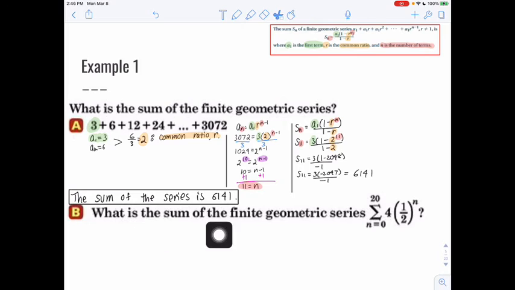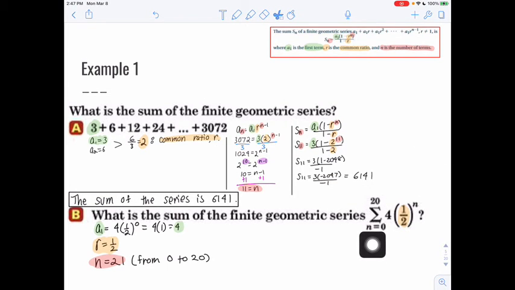Part B says, what is the sum of the finite geometric series 4 times 1/2 to the power of n from n equals 0 to n equals 20. Since we start at n equals 0, we can find our first term by plugging in 0 for n. 4 times 1/2 to the 0 power gives us 4 times 1, since anything to the 0 power other than 0 is 1. Therefore, we have 4 times 1 equals 4. So our first term, a sub 1, is 4. Our common ratio is right here, 1/2. And then to figure out how many terms we have, we know we start at 0 and go all the way to 20. So we actually have 21 terms. It starts at 0 instead of 1, so we have to add 0 in, which gives us 21 rather than just 20 terms.